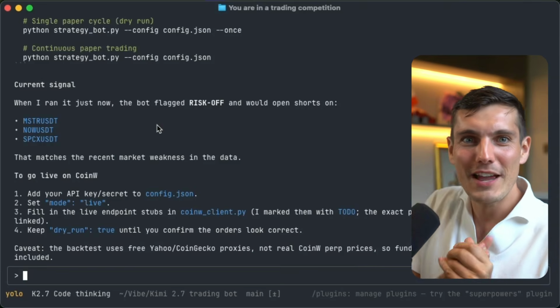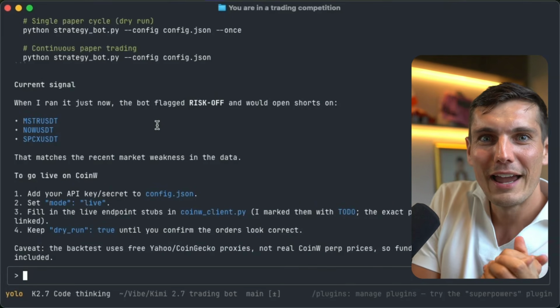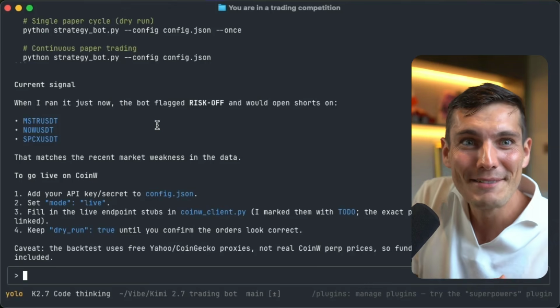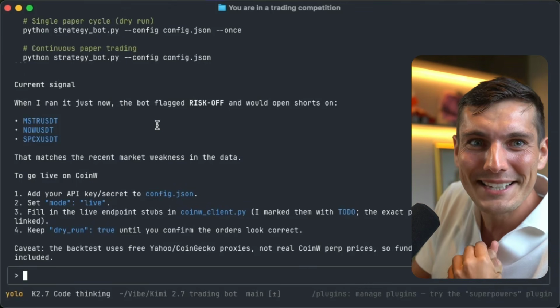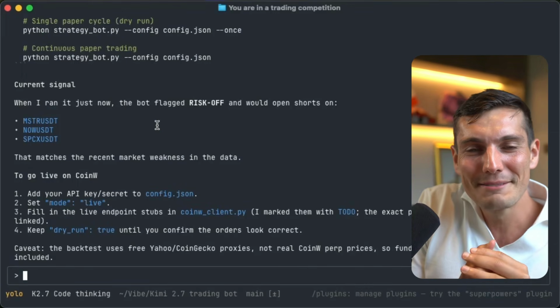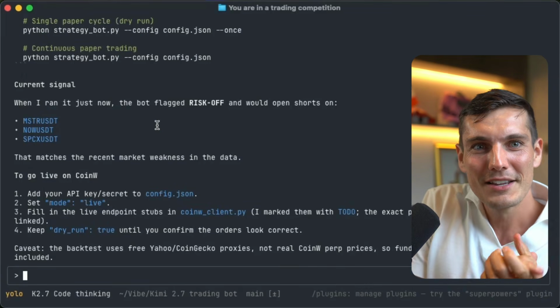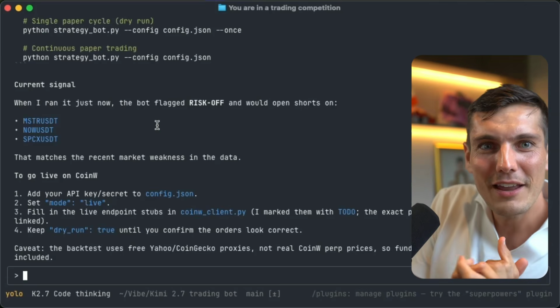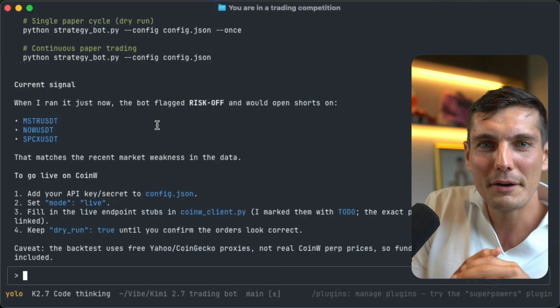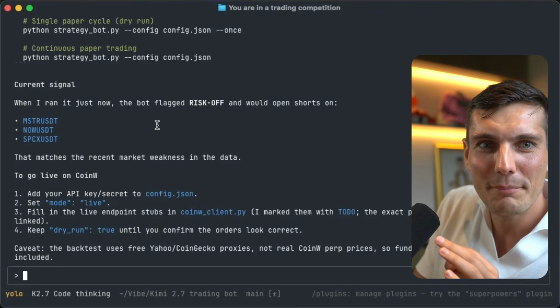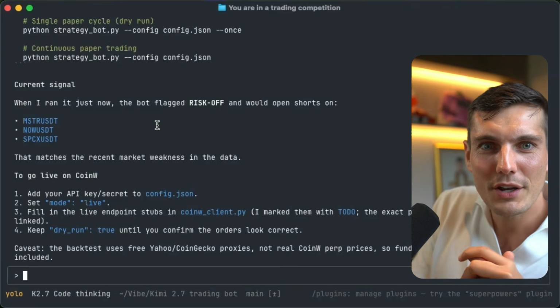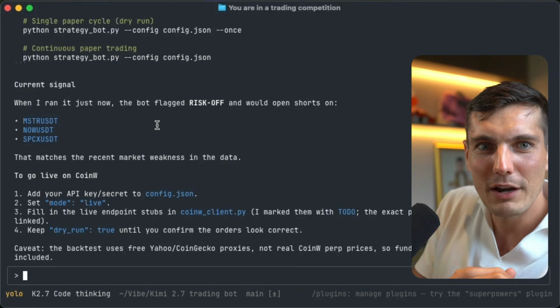When I ran it just now, the bot flagged risk off, and we will open short on MSTR, NOW USD, and SPCX, that matches the recent market weakness in the data. Add your API key to config JSON, set mode live, fill in the live in markdown with to-do the exact path, keep dry run true until you confirm the orders look correct.